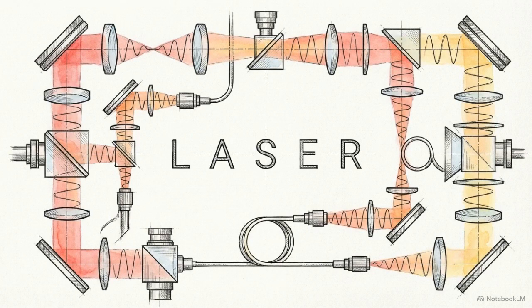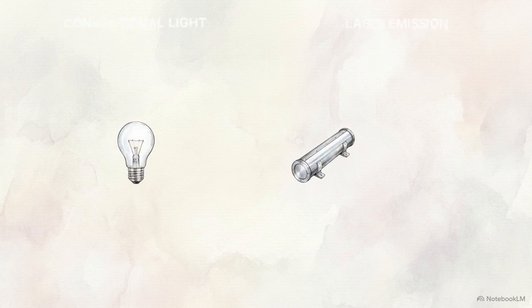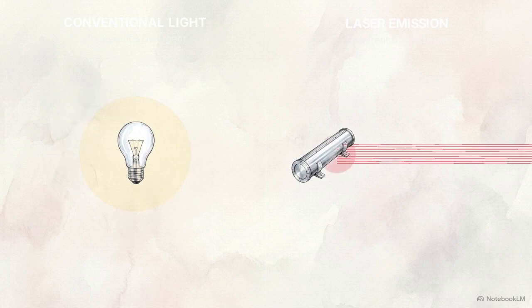The term laser stands for light amplification by stimulated emission of radiation. Since Theodore H. Maiman successfully demonstrated the first working model in 1960, the technology has scaled across multiple industries. A laser does not function like a conventional light bulb. A light bulb scatters chaotic, multi-directional light, whereas a laser operates as a highly engineered device that forces light into a strict, organized, and intensely focused beam.